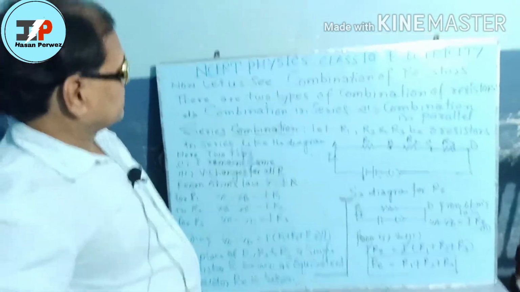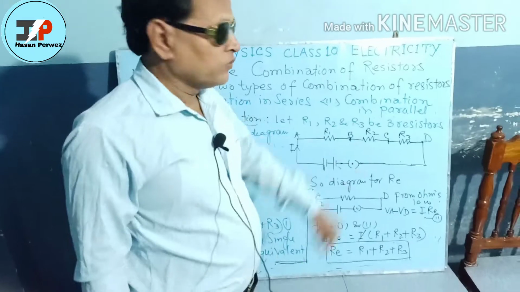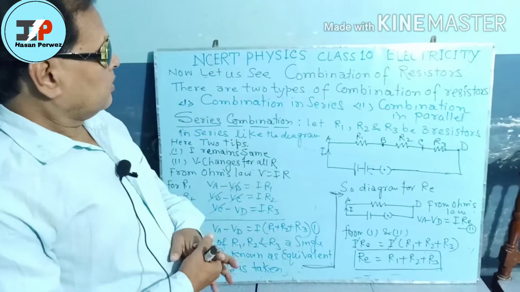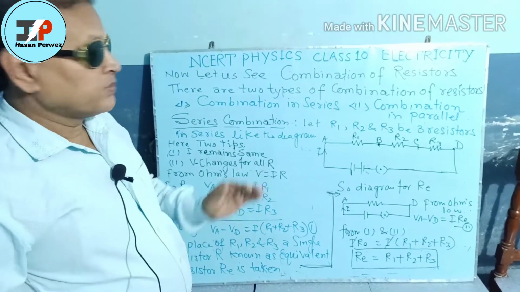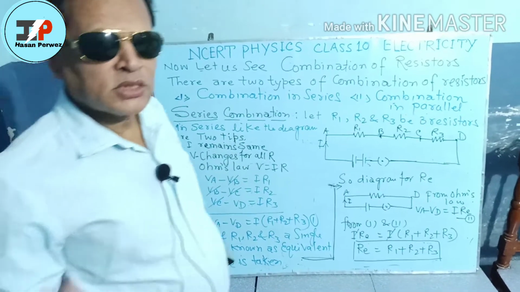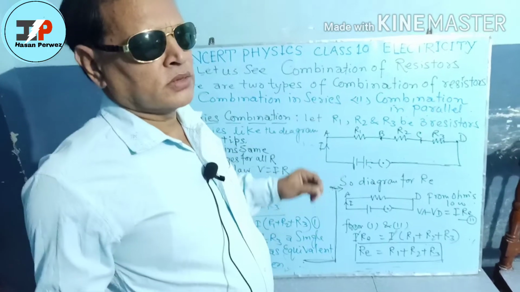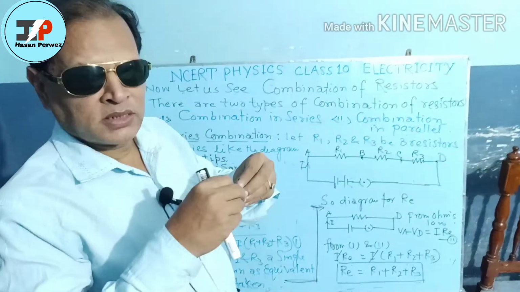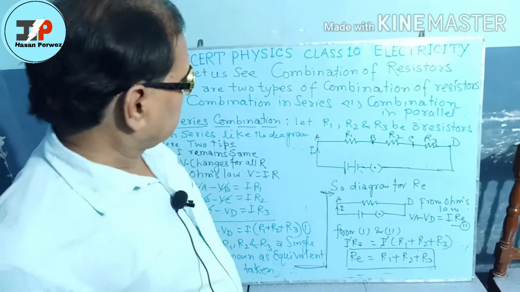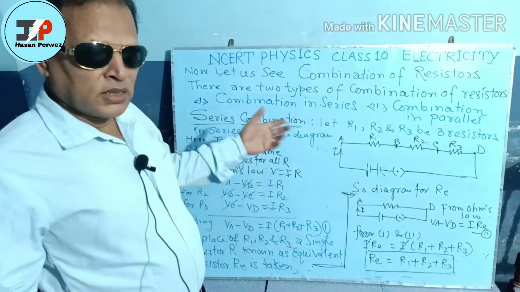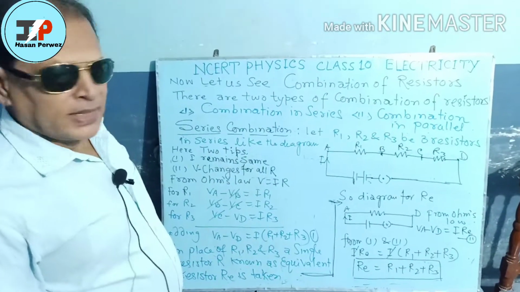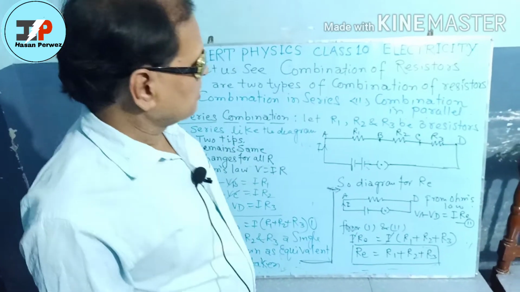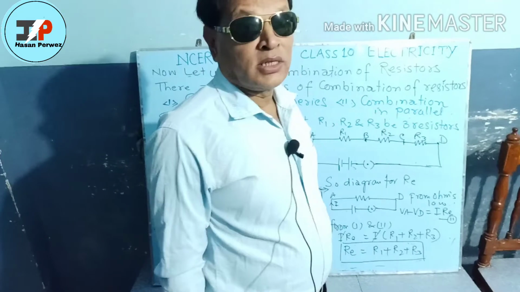Now let us see combination of resistors. Here we will know that there are two types of combination of resistors. Combination means arrangement of two or more resistors, in how many ways they can be added together. Normally there are two ways of combining two or more resistors. First is combination in series and second is combination in parallel.